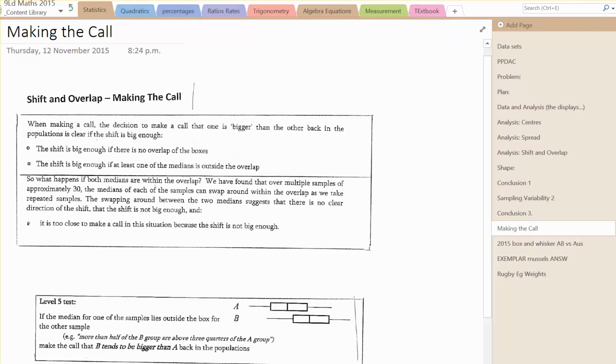So what happens if both medians are within the overlap? That would mean both medians are inside each other's boxes where the overlap happens. Then we've found that it's possible that if we took different samples, the medians will swap around, and your teacher might show you an example of that happening, all the different possible medians, but we can't claim a significant difference if the medians are inside each other's boxes. It's too close to make a call about whether B tends to be bigger than A or not.